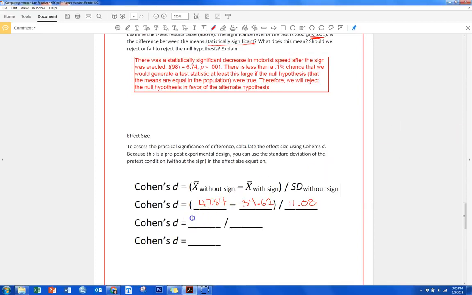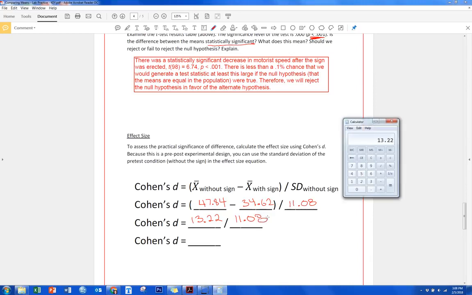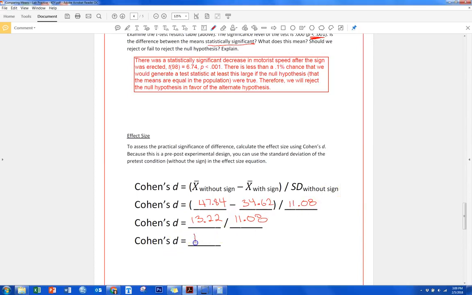It's going to go right here. Okay, so that's the difference. It decreased by 13 miles per hour. We're going to divide that by the standard deviation, 11.08, and this is going to give us the effect size: 13.22 divided by 11.08, 1.19 is our effect size.